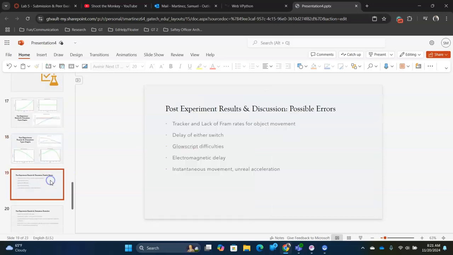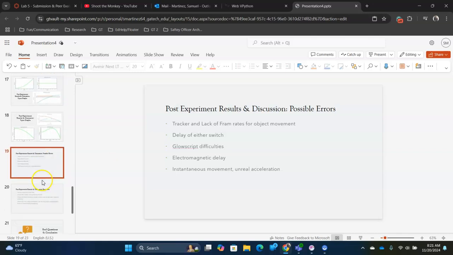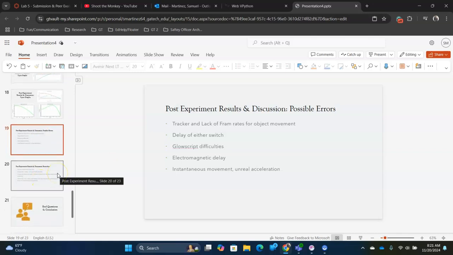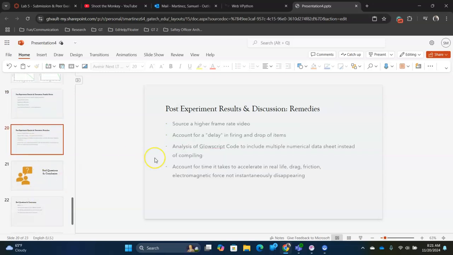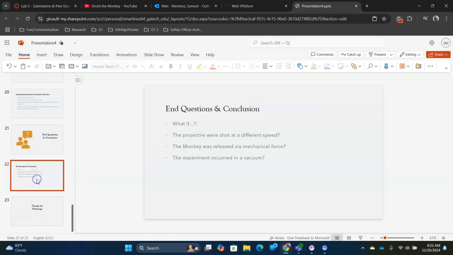Possible errors on this are Tracker and the lack of frame rates for object movement, delays of the switches, or an electromagnetic delay so that the monkey did not drop immediately, GlowScript difficulties in that I could not pull numerical values directly, and instantaneous movement, unreal acceleration. GlowScript does not assume any acceleration, it just assumes it goes. And here are just some methods of possibly fixing this in the future.